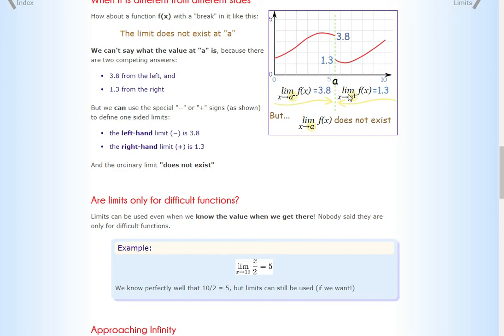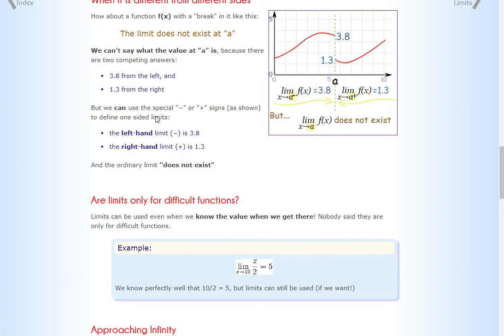The other symbol is going to be the limit as x goes to a, and then see how you have the plus sign as your exponent? So what do we think that means? If the negative's for the left, then the positive is for the right. So the limit as x approaches a from the positive side means that you're going to find the limit approaching from the right.